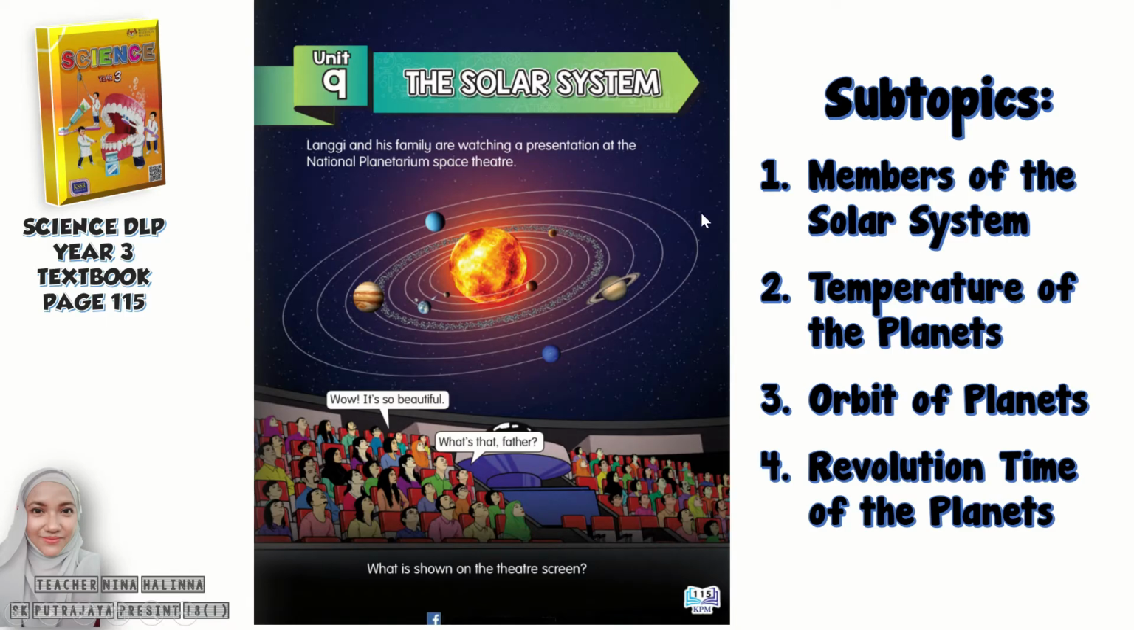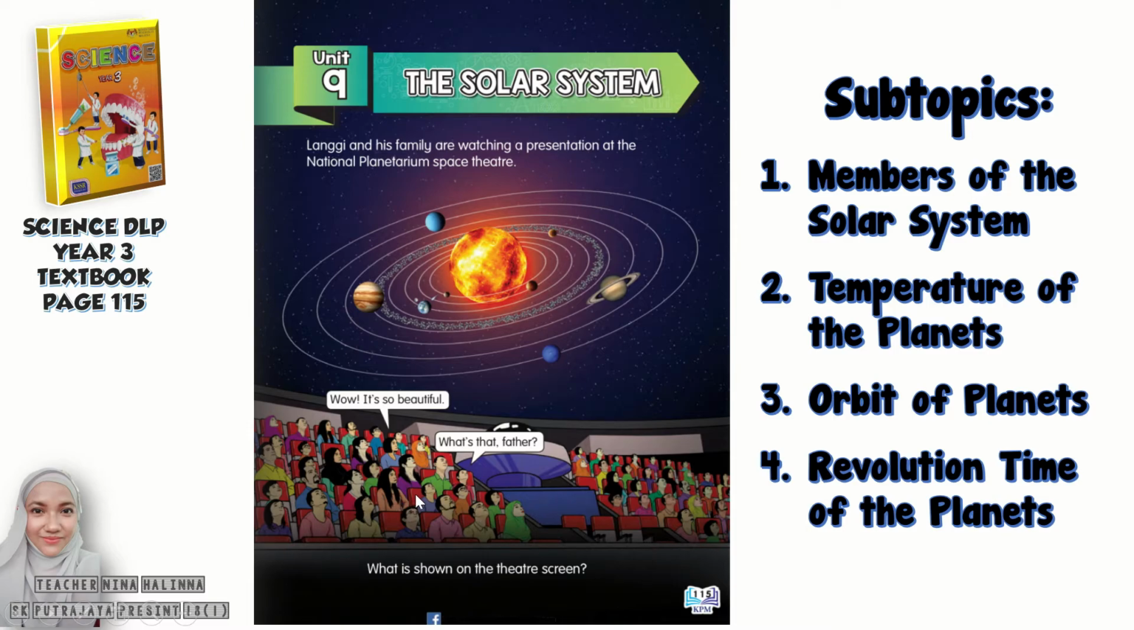Now look at this stimulus. Wow, can you see these people down here? Do you know where they are? Langi and his family are watching a presentation at the National Planetarium Space Theatre. Oh, they are actually in the National Planetarium. Okay, but all of them are looking up. Do you know why?